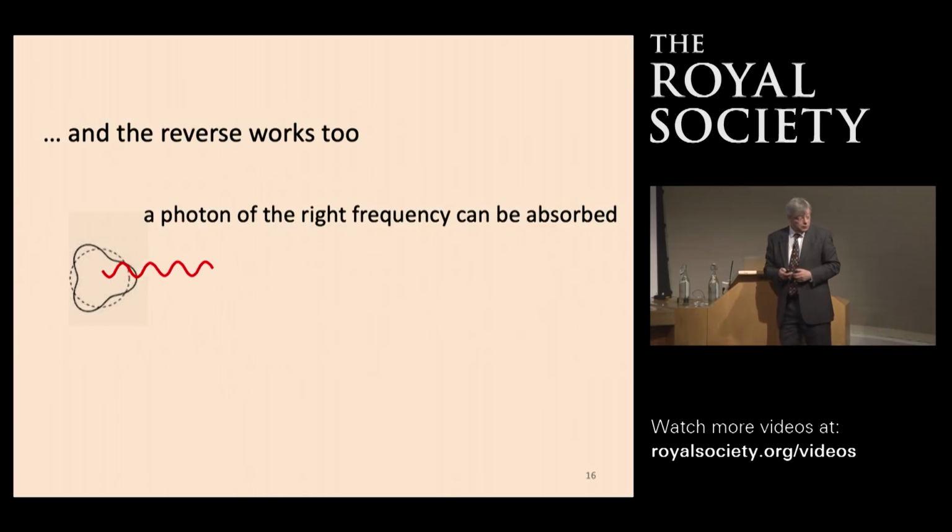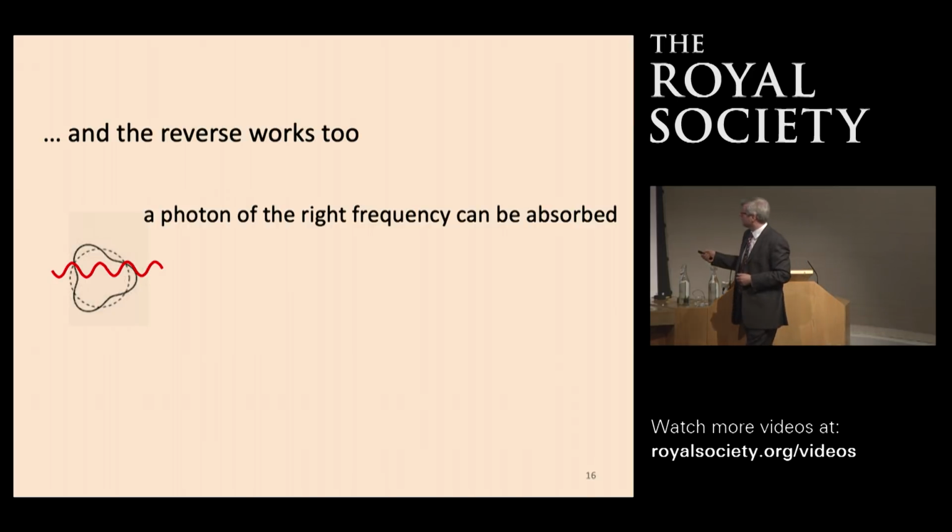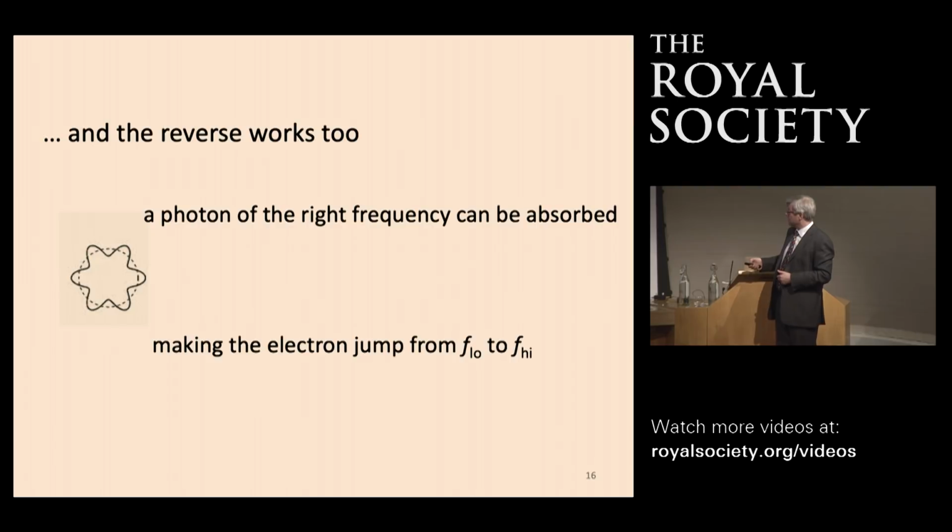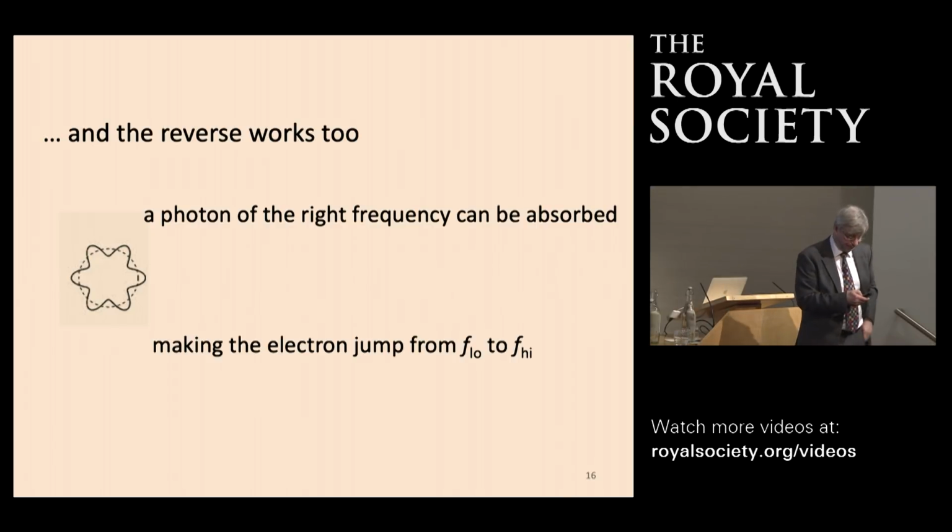And the reverse works too. If I take a photon of the right frequency, what I mean by the right frequency is it has to be tuned to the notes, to a difference of notes that the atom can sing. So if I pick the right frequency, then it can cause an atom to jump up from a low frequency state to a high frequency state. This coexistence between atoms and photons is very important and fundamental to how many of these devices that I'm describing to you work.